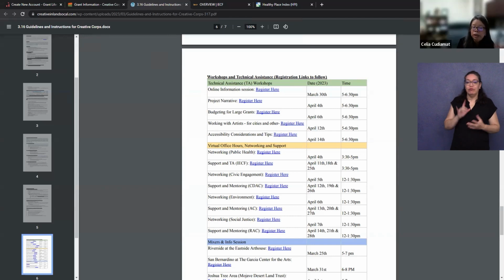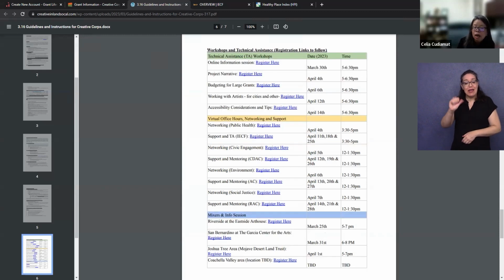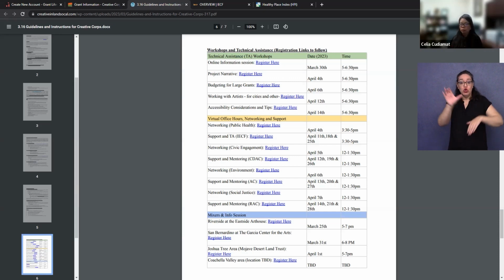Yes, and the same thing for all the other ones where it says support and mentoring. CDAC is the California Desert Arts Council, so if you are within the Coachella Valley region, you want to take advantage of that. Same thing with Arts Connection in San Bernardino and Riverside Arts Council. But you don't have to just focus on these particular arts councils. You can take advantage of the sessions based on your availability. We wanted to make sure that we spread out our Zoom office hours to give everyone a chance to ask their specific questions.